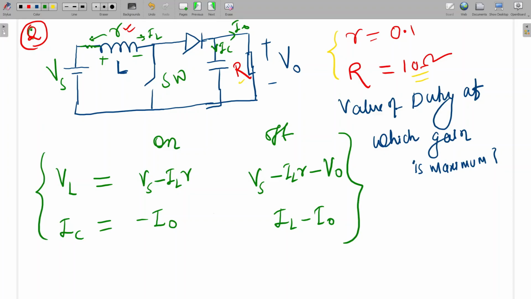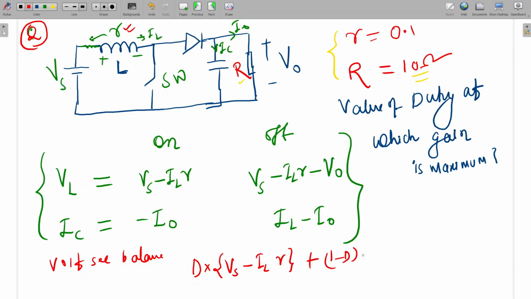Anyone have doubt in this equation, or should I explain further? Yes, sir. Okay, so I'm going to apply volt second balance across the inductor voltage. So what we can write: D into on time voltage, D into Vs minus IL into small r, plus 1 minus D into Vs minus IL into small r minus V naught. This should be equal to 0.